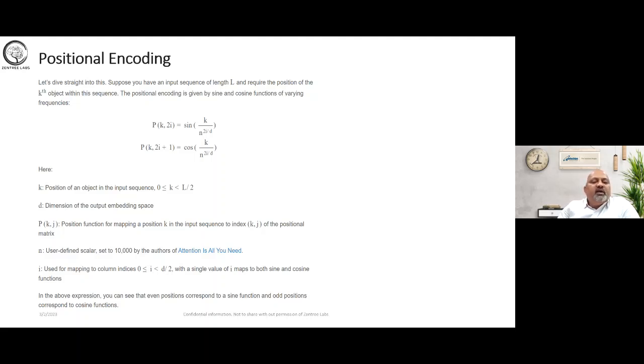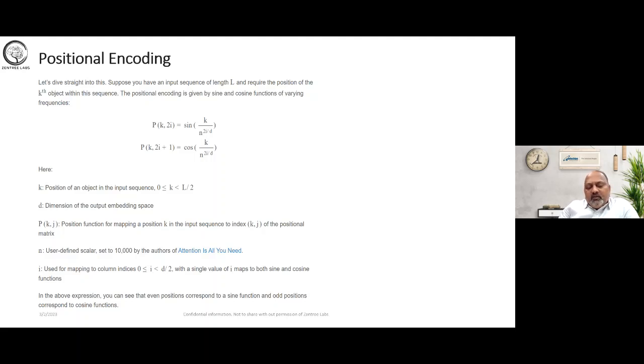This is the positional encoding scheme suggested in the 'Attention Is All You Need' paper, and it is predominantly used now. Here they have used sine and cosine waveforms. At even positions they have used the sine, and at odd positions they have used the cosine. You can see in this equation the position of an object in the input sequence, and there is a k which ranges from 0 to L by 2. L by 2 is the total dimension of the vector, and the dimension of the output embedding space is d.